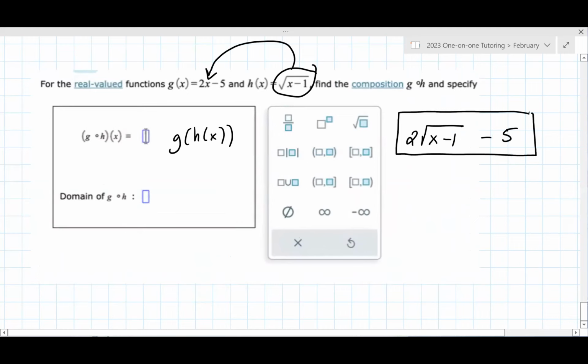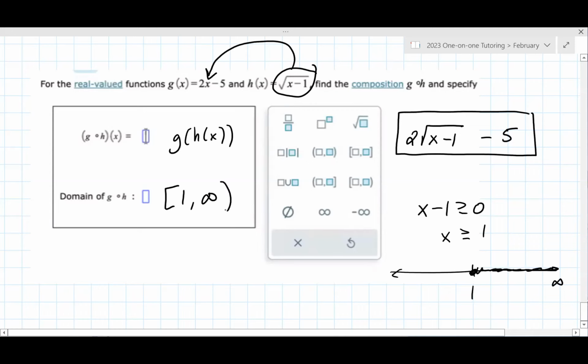For box 2, you always start with the original and see if there's any restrictions. So the original is the H. So you set that X minus 1 greater than or equal to 0. X has to be greater than or equal to 1. So on that number line there, everything to the right here. So it's going to be 1 to infinity. Okay.